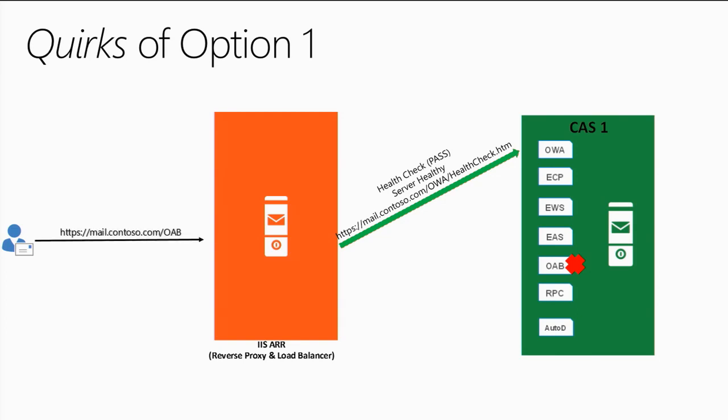And the user now requests to download the OAB. So that's probably the URL. It's longer, but I've just truncated it. So that's the request it sends to IS ARR. Now, when it hits the IS ARR server, from the perspective of the IS ARR server, if you look at that, as per the health check, the server is available. So what it does is it sends the traffic across.